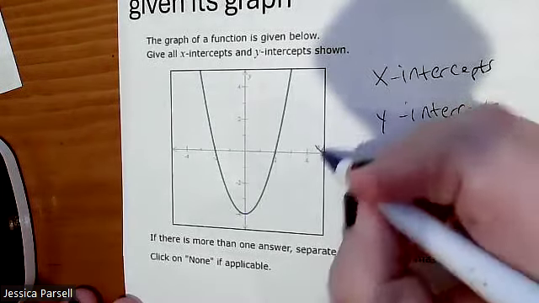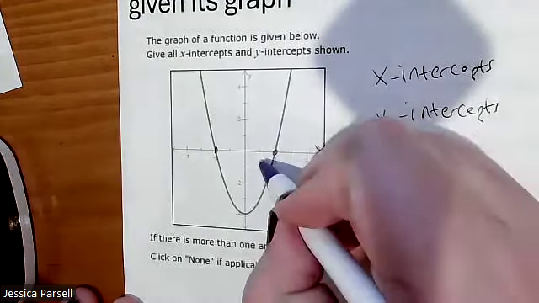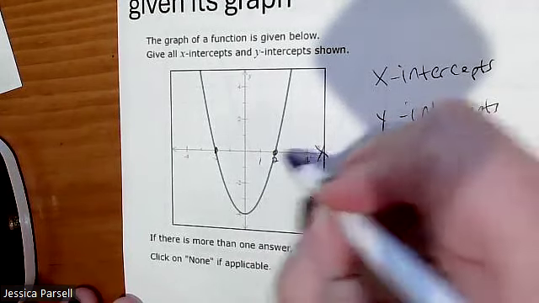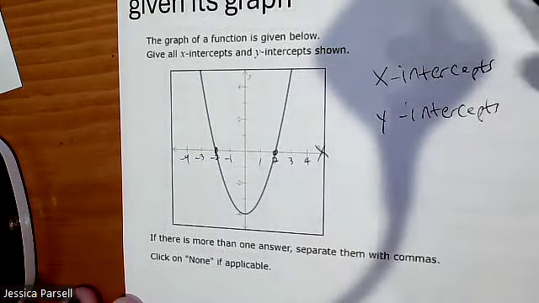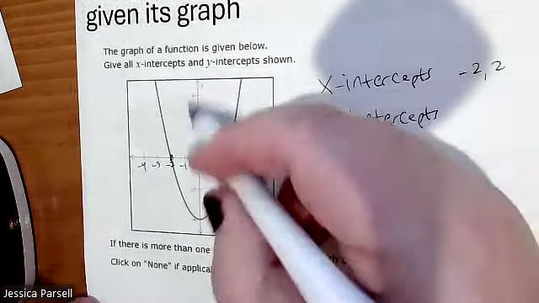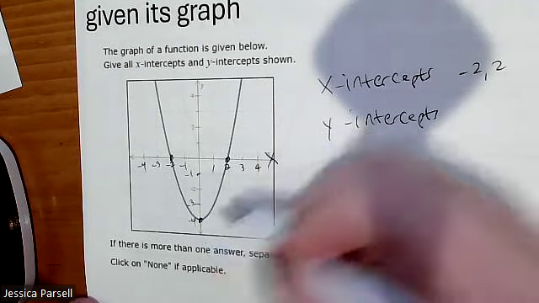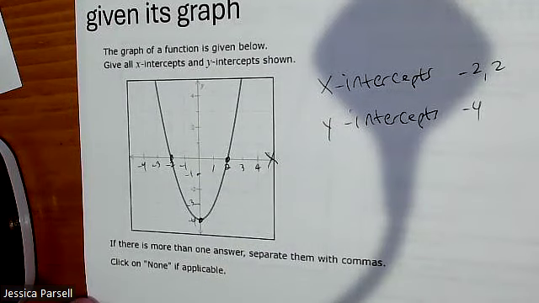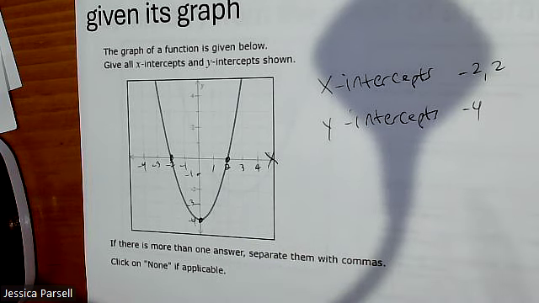Okay, let's start off with the x-intercepts. We know it crosses here and here, and you might not be able to see it, but this is 1, 2, 3, 4, -1, -2, -3, -4. So it crosses at -2 and 2. So those are our x-intercepts. It does cross the y-axis at -4, right there. And that's all we're looking for. All right, where does it cross the x-axis, if it does? Where does it cross the y-axis, if it does? So you want to name those locations.